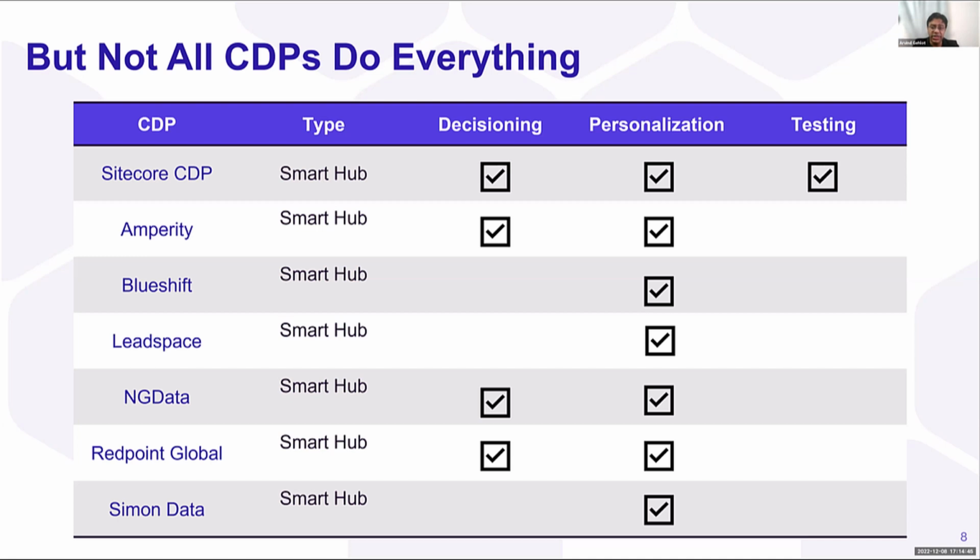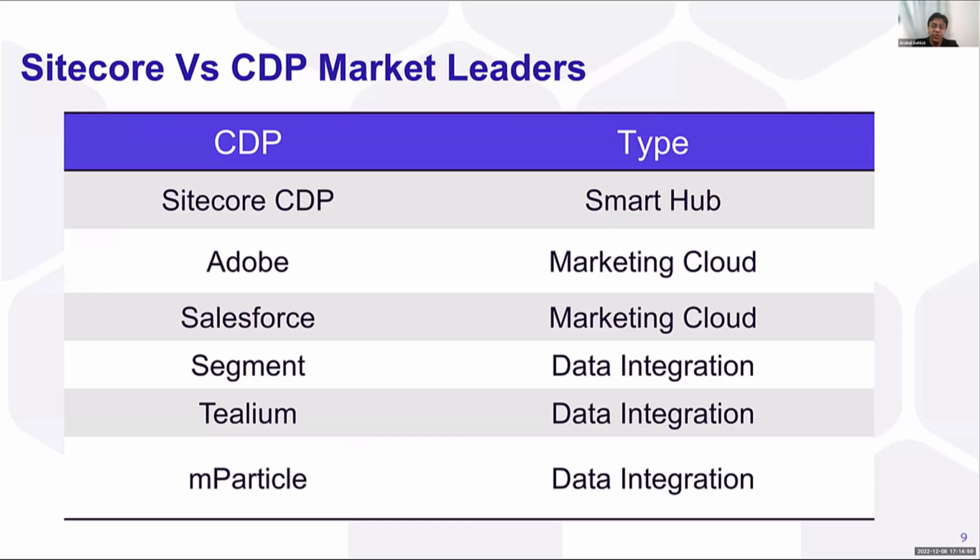Next, we'll see where Sitecore CDP stands amongst other market leaders. So here are the market leaders with their CDP types. Adobe and Salesforce are from Marketing Cloud, which we discussed, which has a bit inflexible data management in the Marketing Cloud system, and also profile unification is not so strong. Segment, Helium, and mParticle are from data integration, where execution is done within the ecosystem, but analytics and decisioning must be handled in other applications.